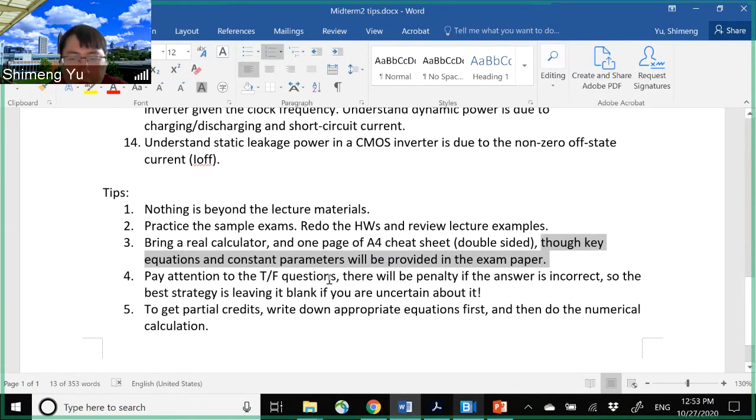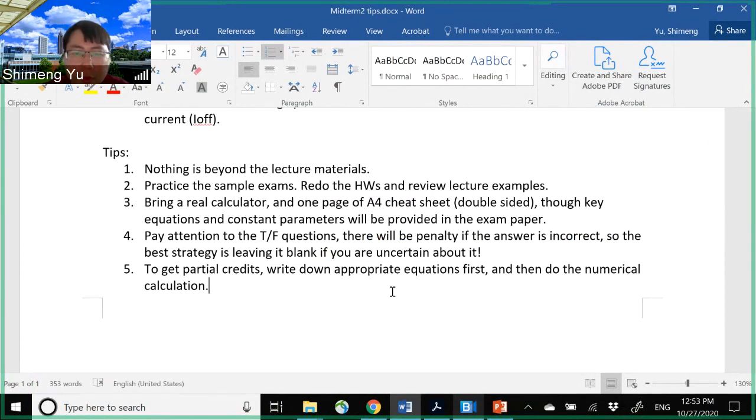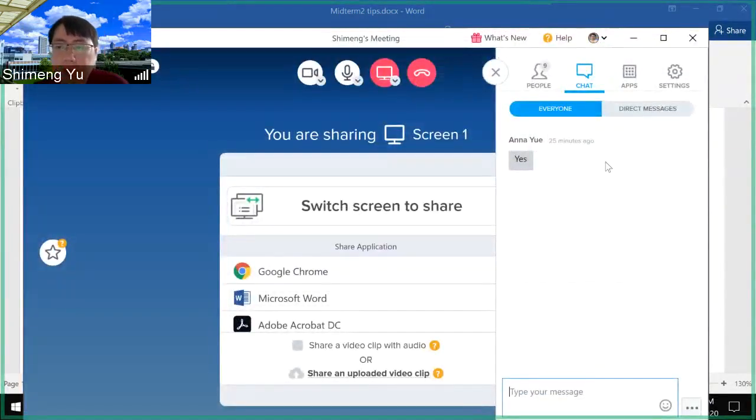Again, for the true or false questions, please pay attention to the grading policy. As we discussed a few times, the penalty is applied if the answer is incorrect. So the best strategy is leaving it blank if you are uncertain about it. Again, to get partial credit, write down the appropriate equations first, and then do the numerical calculation. Do not just write down the numbers, then it's hard to justify your approach. Alright, any questions?